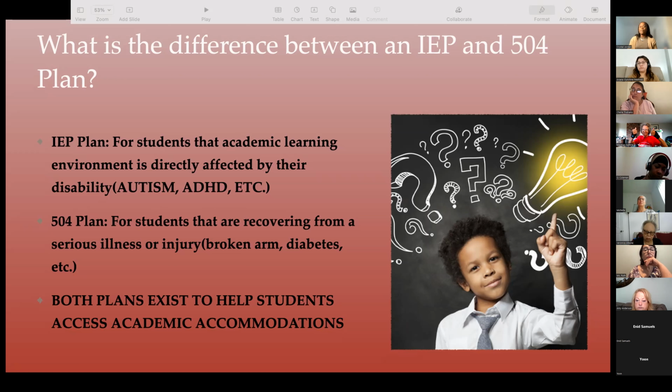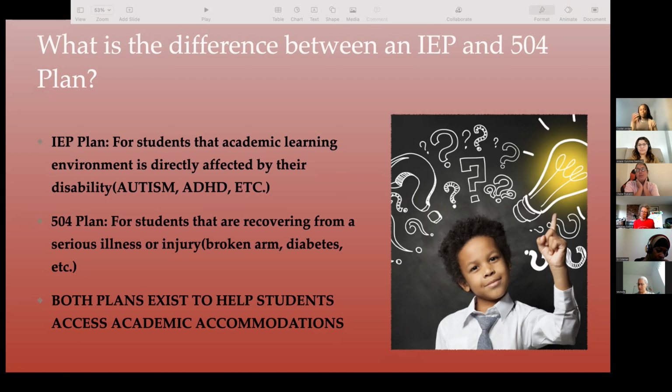So 504 plans are sometimes provisional or temporary, while IEP plans are going to be stationary until the child graduates high school, more than likely. But both plans exist to help students access academic accommodations. That is their goal, to help and promote accessibility for sure.